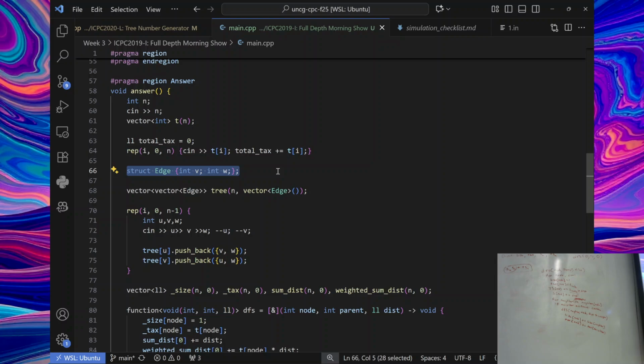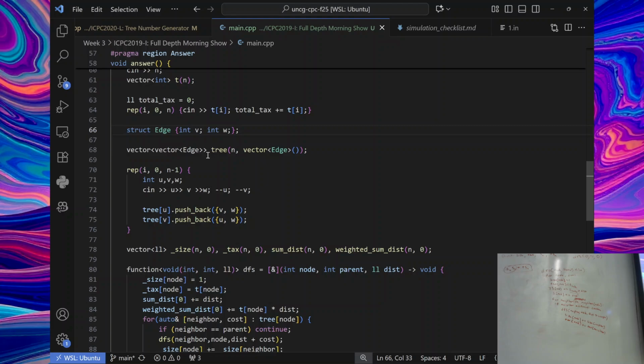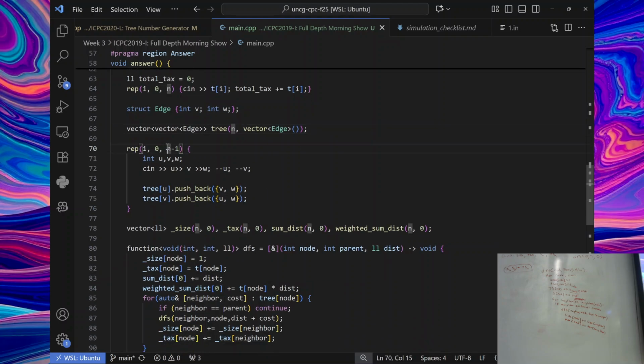This is just an edge struct, right? And this is our tree, which is going to have n nodes, and it's going to have a list. It's an adjacency list, right? So it's going to have a list of edges coming out from each node. And then for each edge, each of the n minus 1 edges, we're going to grab who goes where and what the weight of that is.